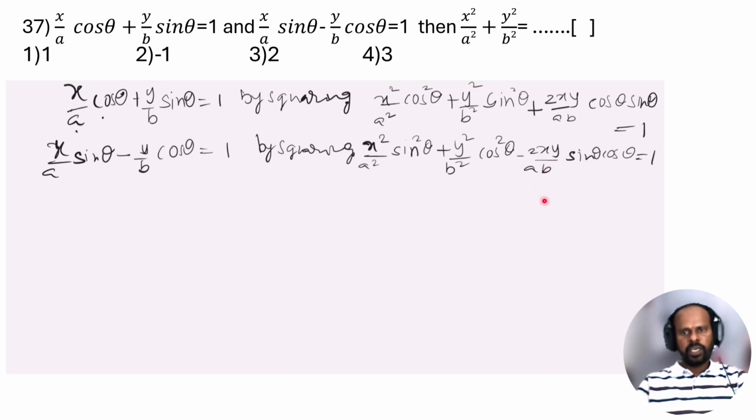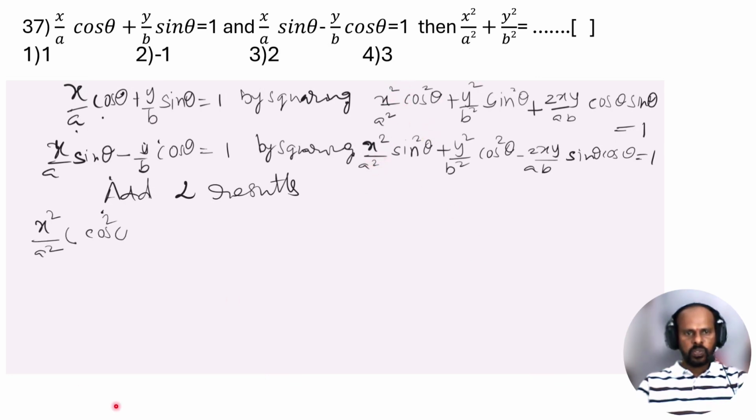Now let us add both the results, whatever you got by squaring. What we get, you see, here in these two terms x square by a square is common. So take it: first cos square theta, second sin square theta. In the second two terms, let us take y square by b square common. So sin square theta is left, and in the second term cos square theta is left.